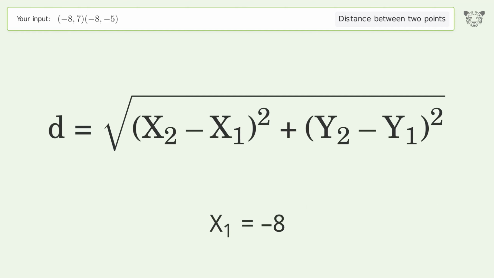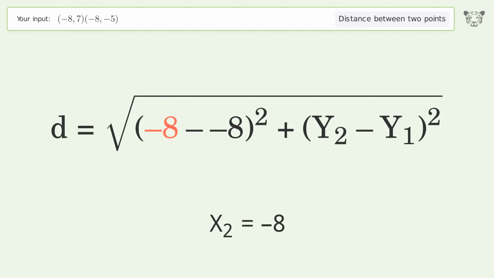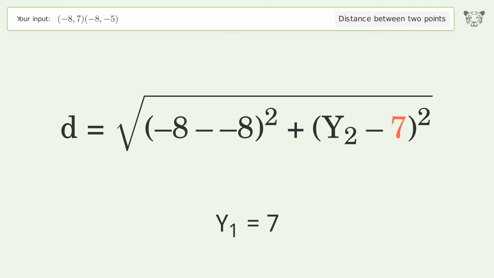x1 equals -8. x2 equals -8. y1 equals 7. y2 equals -5.